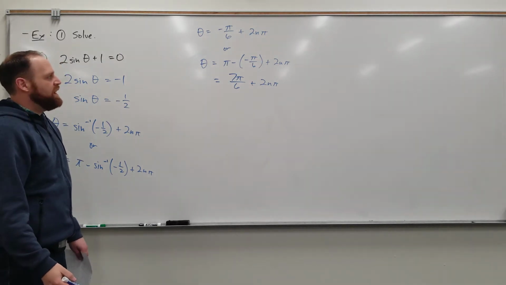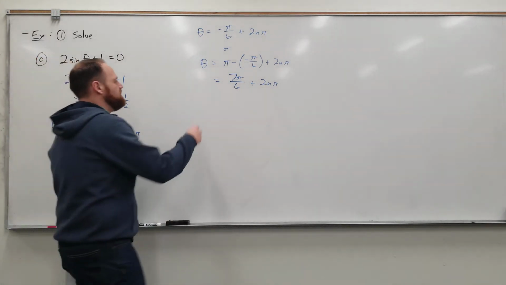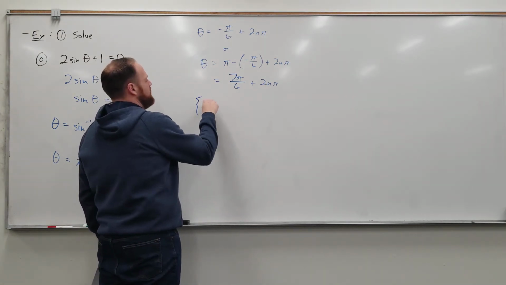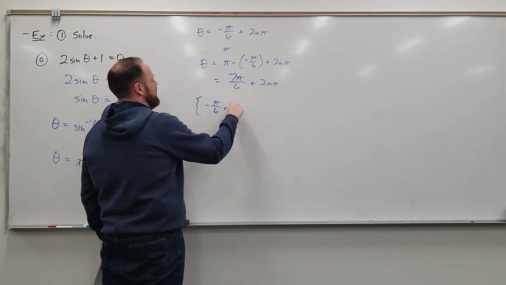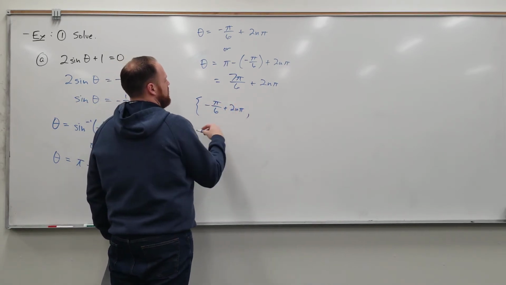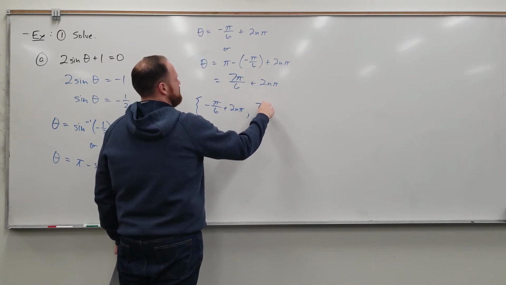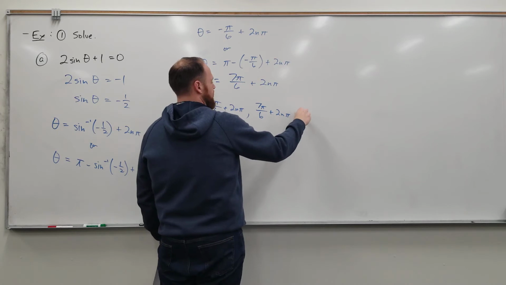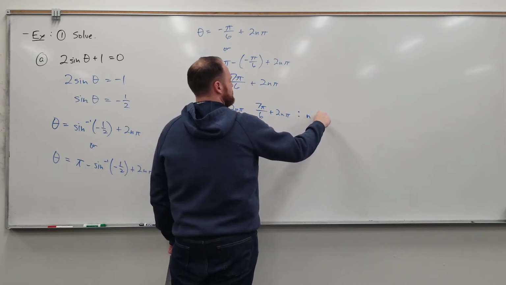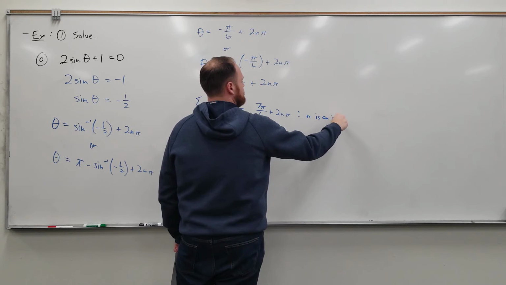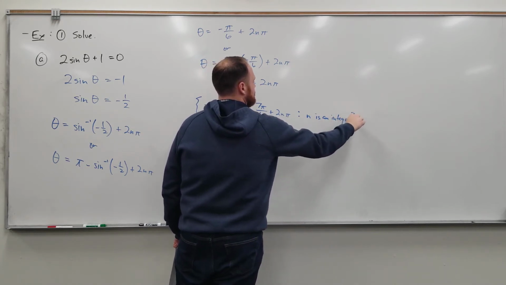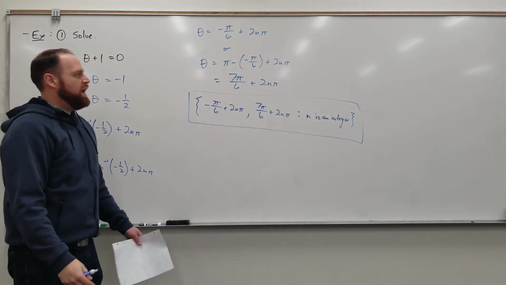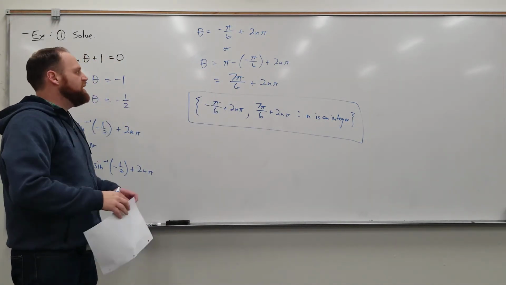If you wanted to put your answers into a solution set, you would say something like, the solution set is the set of all numbers of the form negative pi over 6 plus 2n pi, or numbers of the form 7 pi over 6 plus 2n pi, where n is an integer. Okay, and that would be your solution set. So that would be one way to write down your solution set.